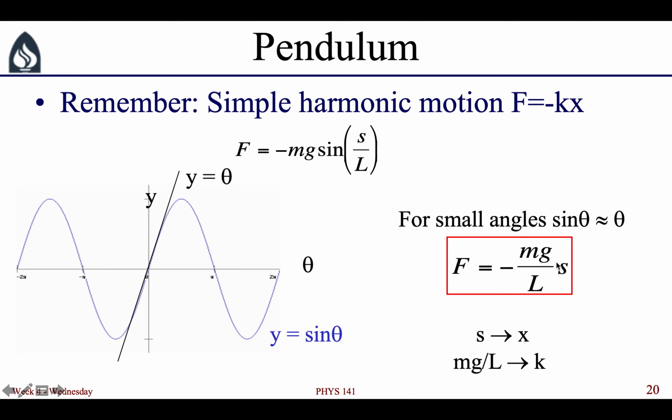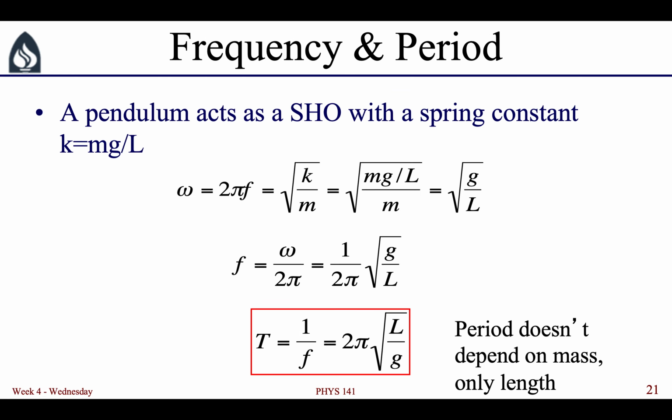We have a displacement from equilibrium, and then we have some number out front, which depends upon the physical characteristics of the system. So we can make this analogy that S is like the displacement in Hooke's law, and mg over L is just like the spring constant. So if we use those similarities, we can then write down expressions for the frequency and the period.